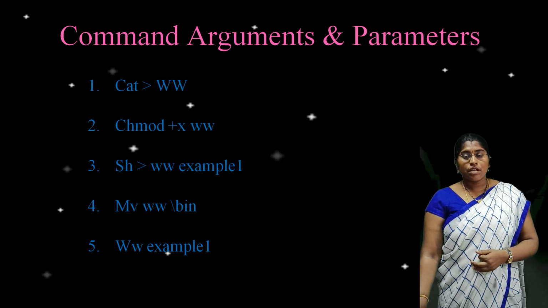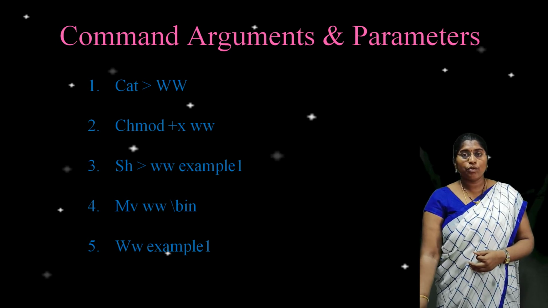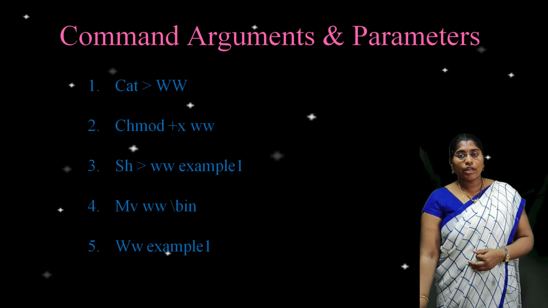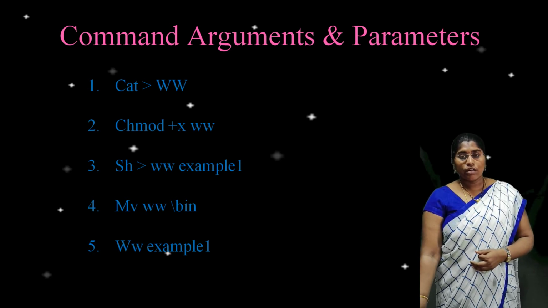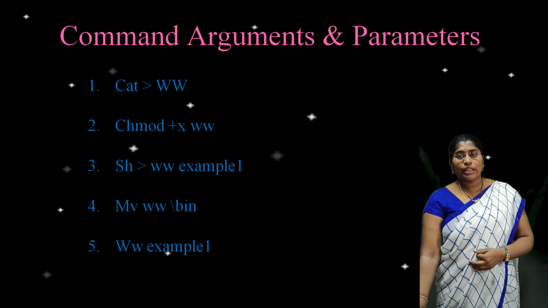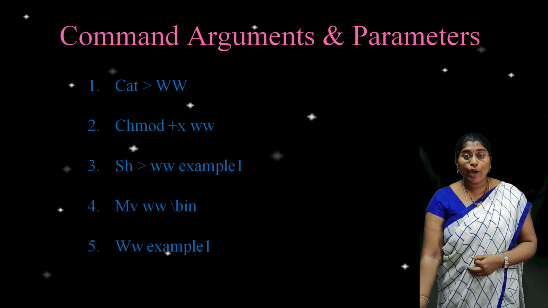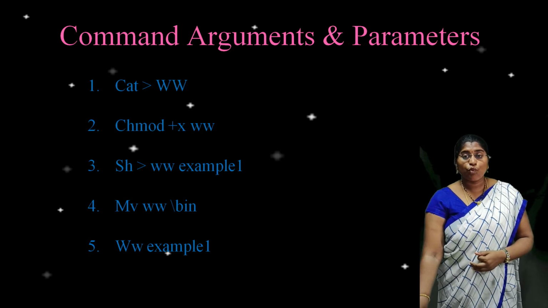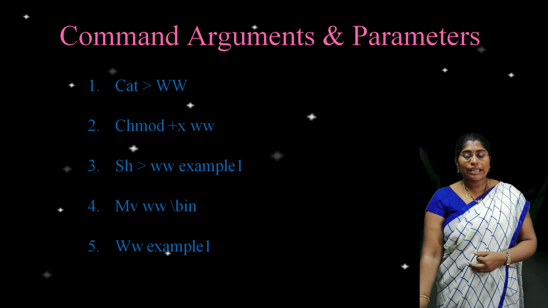Let's see the steps. How can you create a script file here? The first step is cat > ww, then wc -w $1. Here I am creating a new command file, that is ww, and the next step is making ww executable. By using what command can you set the executable permission? chmod. So I am taking chmod +x ww.